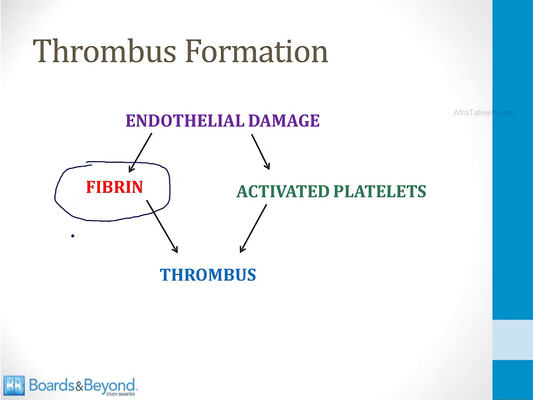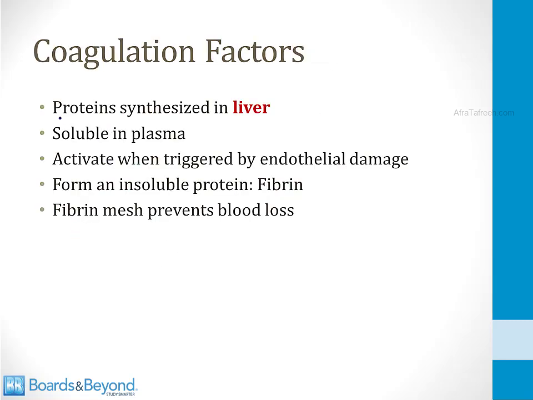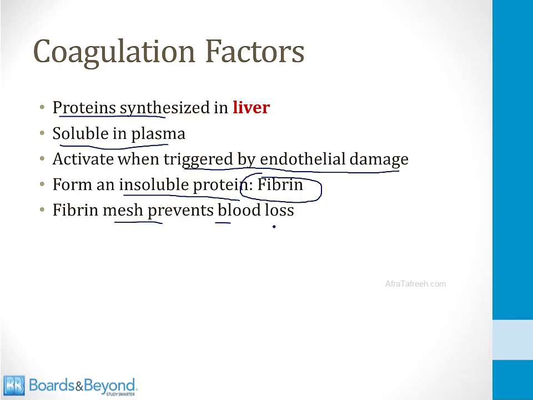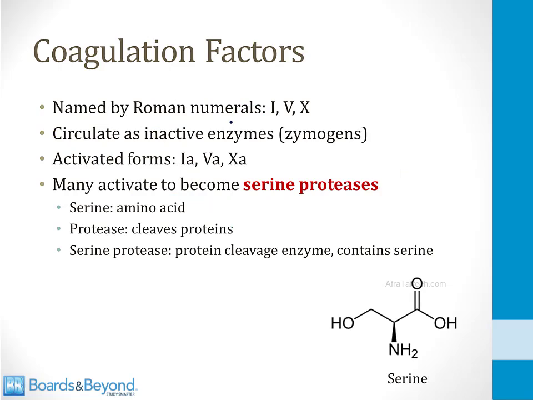And in order to understand this, we need to understand the coagulation factors. Coagulation factors are proteins that are synthesized in the liver, they are soluble in plasma, and they circulate in the blood, and they become active when they are triggered by endothelial damage. They work together to form an insoluble protein called fibrin, which will form a mesh to prevent blood loss at sites of endothelial damage. The coagulation factors are named by Roman numerals.